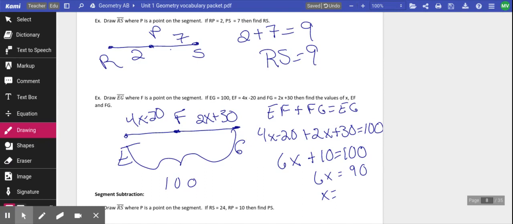I was working that out on my calculator there. 15, which is what I thought, but I do still have summer brain a little bit.